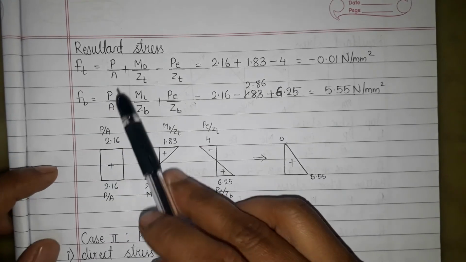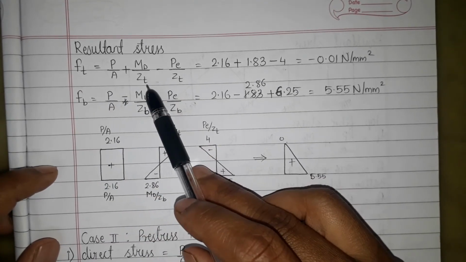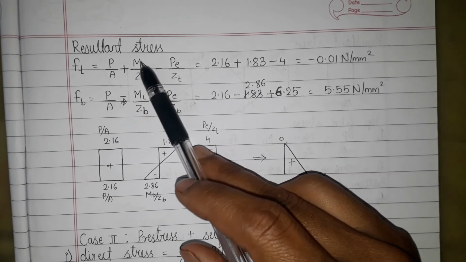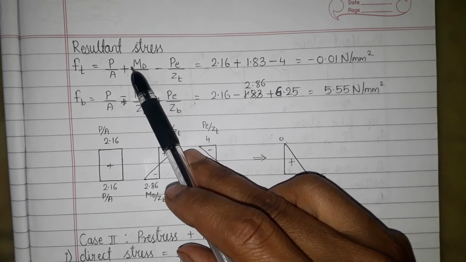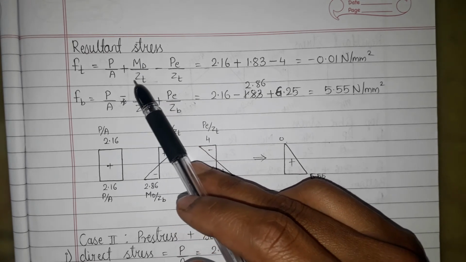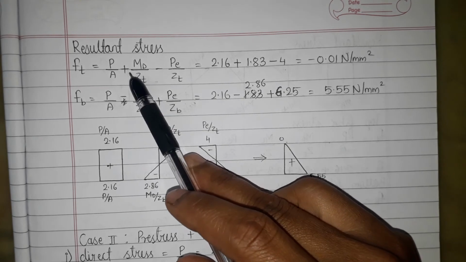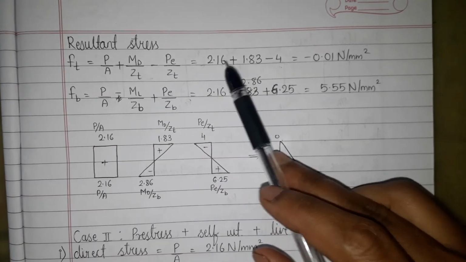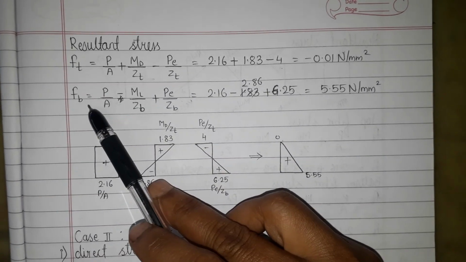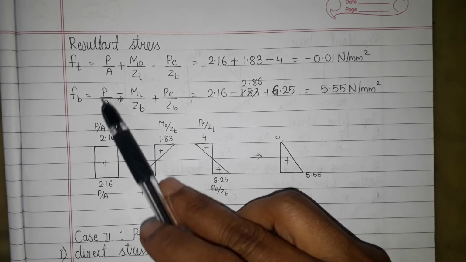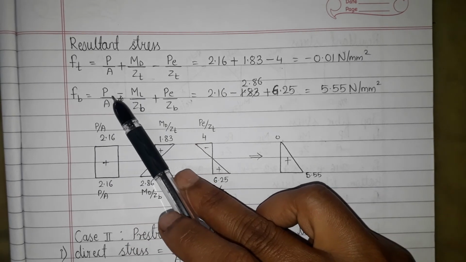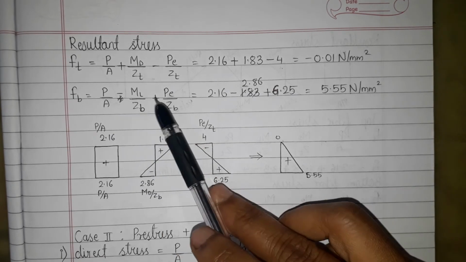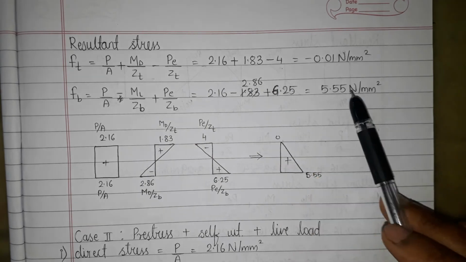P by A plus MD by ZT and minus PE by ZT, because due to load the top will be in compression, so MD by ZT is positive, and because of pre-stress the top will be in tension, so minus PE by ZT. Then for the bottom stress, P by A minus MD by ZB, so now for bottom we get negative from load and positive from pre-stress. So after addition we will get this.